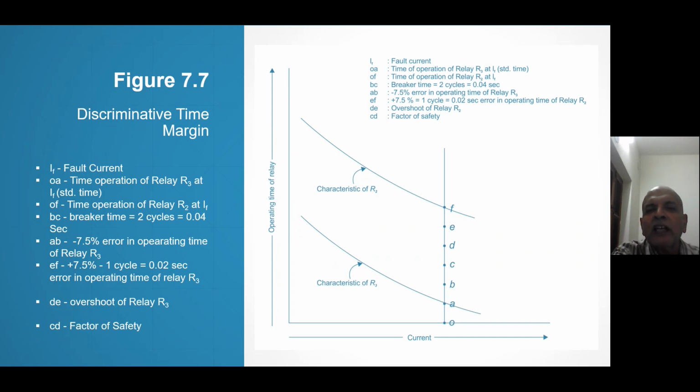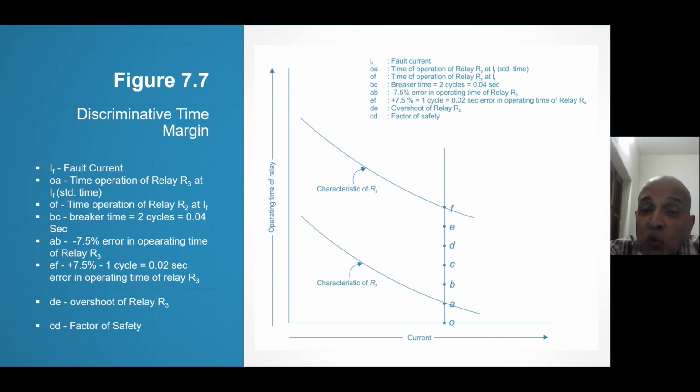So AB is minus 7.5% I have taken. So if you set R3 as 0.1, minus 7.5% is 0.1 into 0.075. Time is very small, but that time is there. AB is the relay error of relay R2. It can be fast also, but then I'm not worried. If it is fast, I'm not worried. This is the worst case, right?